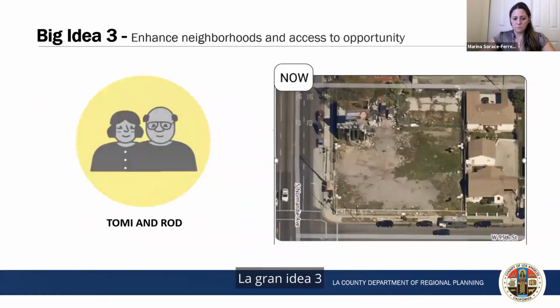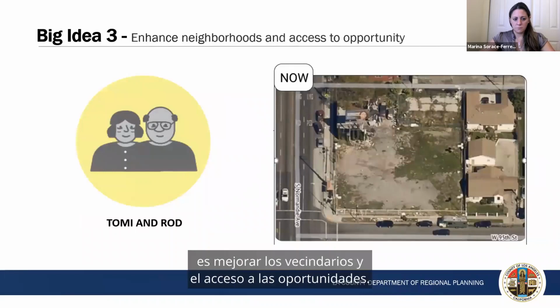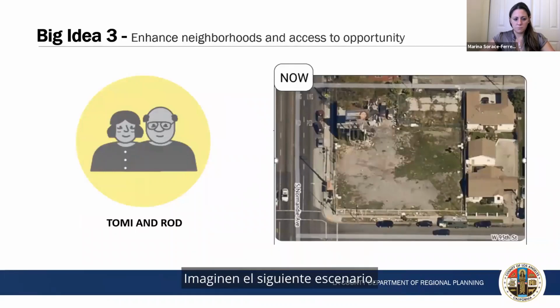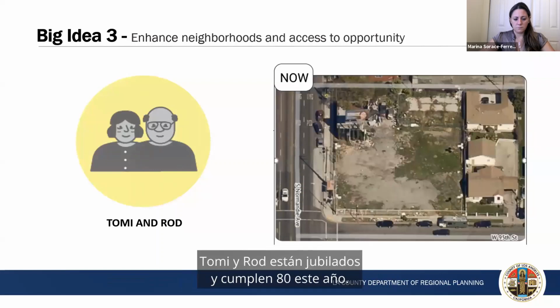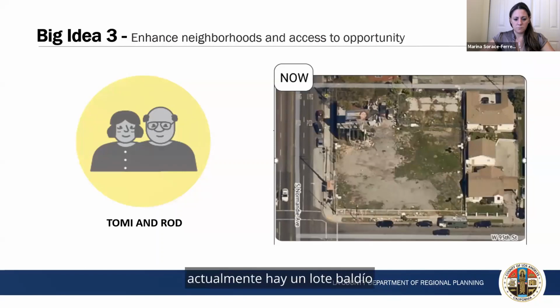Big idea 3 is to enhance neighborhoods and access to opportunity. Imagine the following scenario. Tommy and Rod are both retired and turning 80 this year. They are looking to move out of their two-story home in the suburbs to be walking distance to the grocery store and health services. In their neighborhood, there's currently a vacant lot right off Main Street, close to shops and amenities.